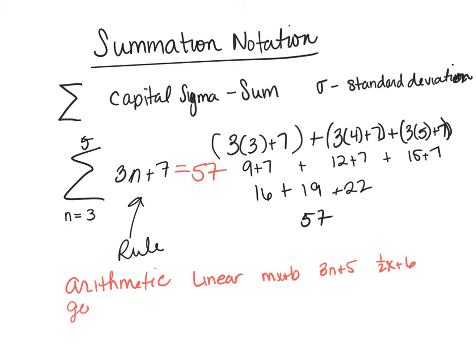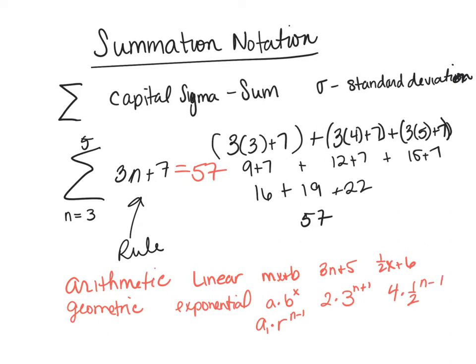If it's geometric, it's exponential. It looks like a times b to the x, where the variable is in the exponent, 2 times 3 to the n plus 1. And it's really a1 times r to the n minus 1 power. Or 4 times 1/2 to the n minus 1. That's what we're looking at. So if the variable is the exponent, then it's exponential. Anything else is going to be neither.